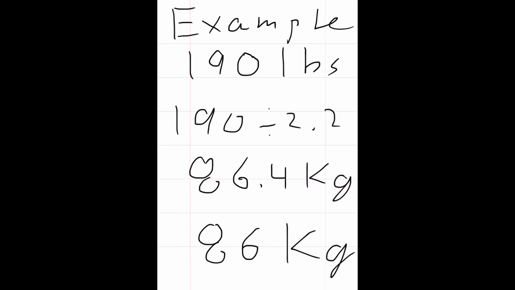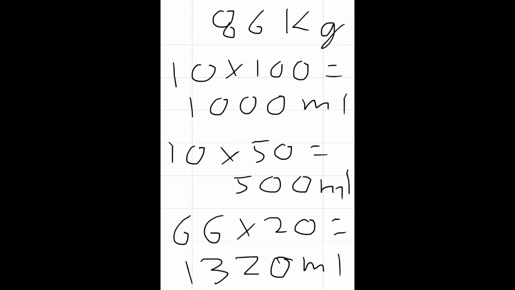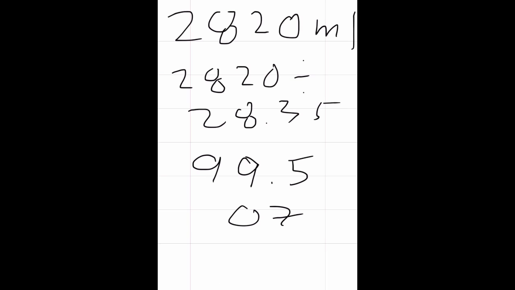Let's take another example. Let's say his father, who's also training, weighs 190 pounds. 190 divided by 2.2 is 86.4 kilograms of mass. Let's round that up to 86 kilos of mass. So for this particular athlete, the first 10 kilograms is 100 milliliters per kilo. So that's 1,000 milliliters. Kilograms 11 through 20 is another 10 kilos. So 10 times 50 is 500 milliliters of fluid. And then there are 66 kilos remaining. 66 times 20 is 1,320 milliliters. For this particular athlete, that's 2,820 milliliters of fluid per day. If we divide that by 28.35, that's approximately 99.5 ounces of fluid over a 24-hour period.